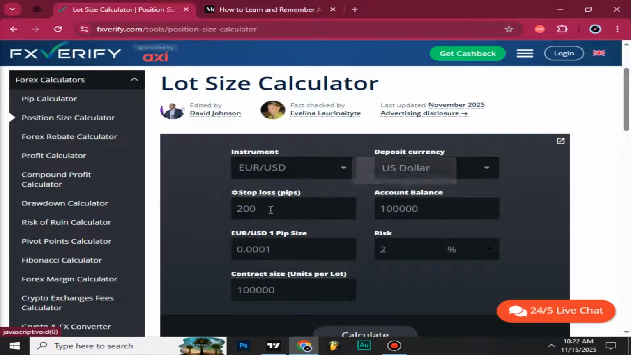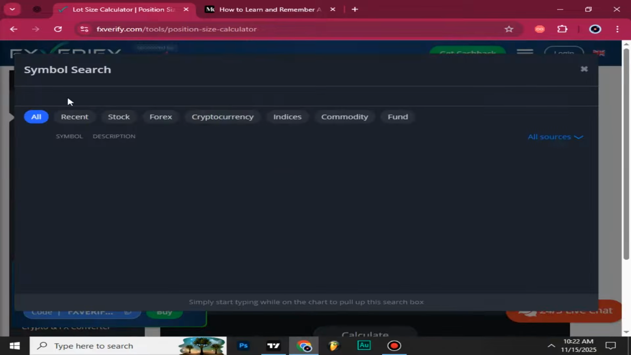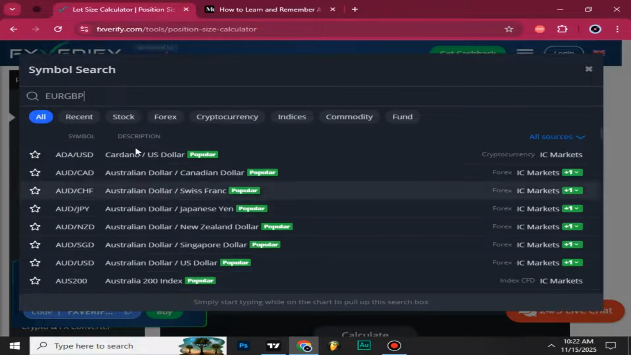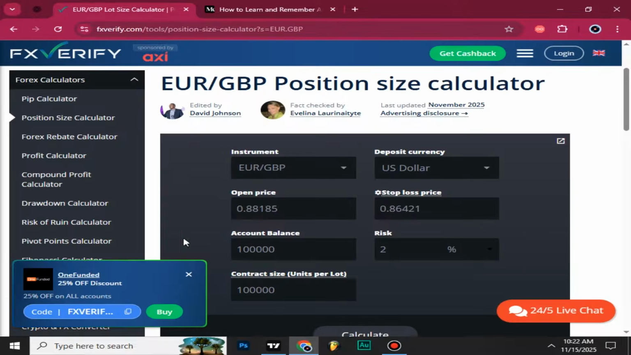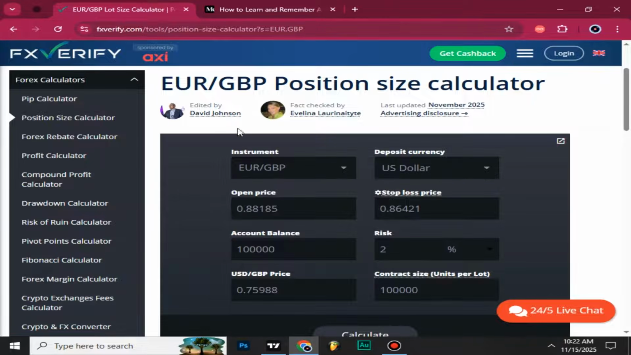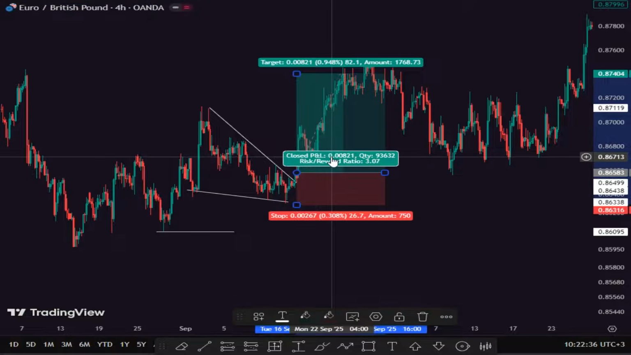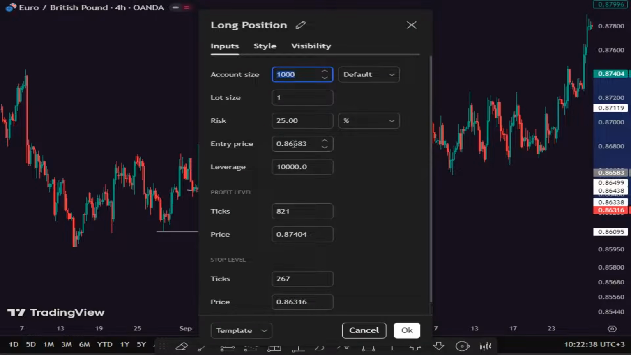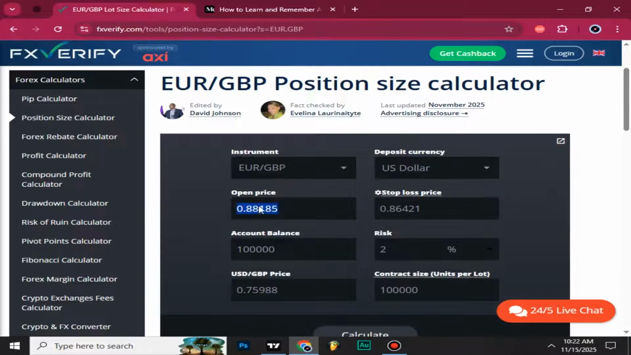I'll repeat that again. Right now you see it's based on pips, but we don't need that. We need to calculate our lot. Click on that easily, right? So click on instrument, then paste the Euro GBP that we copied, and there she is. The next thing you need to do is go back to TradingView, double click, and click on entry price. Copy that, then paste it back on open price.